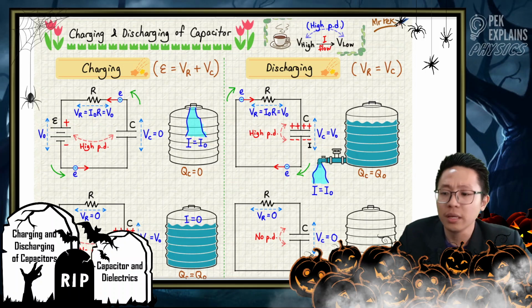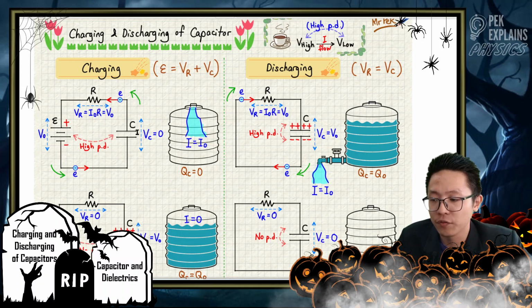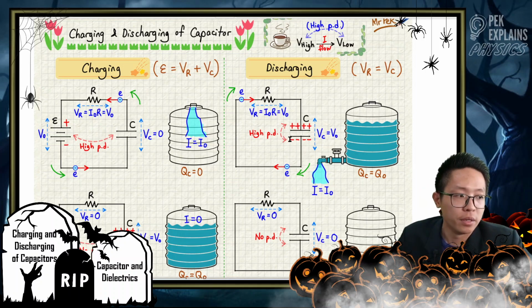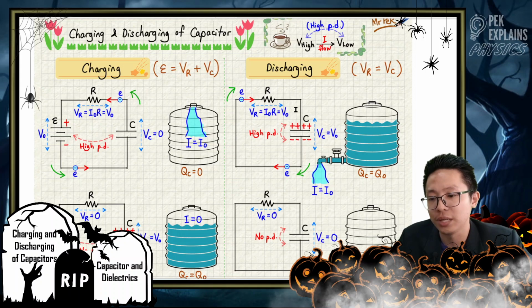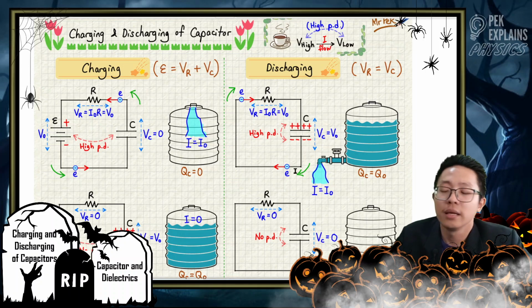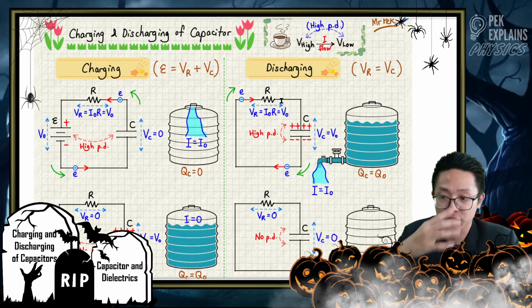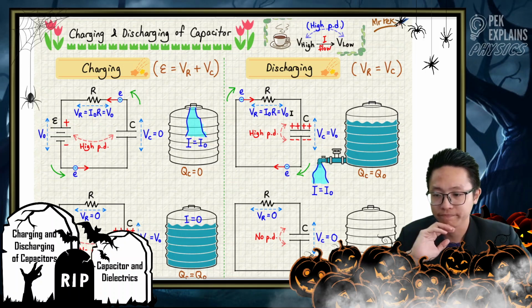So when you remove the battery, electrons now will move from the negative plate to the positive plate. Now the electron is flowing clockwise. Last time, electrons flowed from the upper plate to the lower plate, anti-clockwise. Now electrons flow from the lower plate to the upper plate. So now it's clockwise. It's the opposite direction. Do you see that?